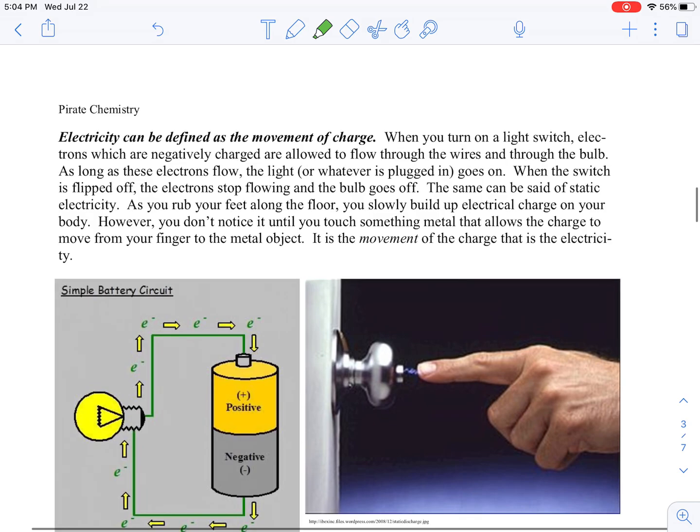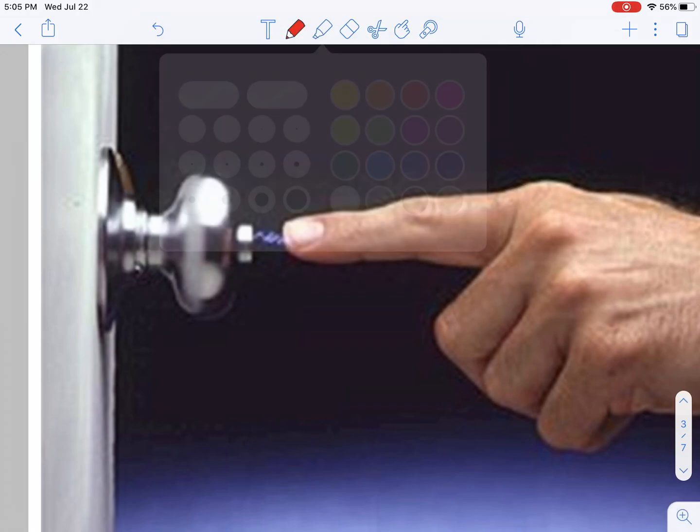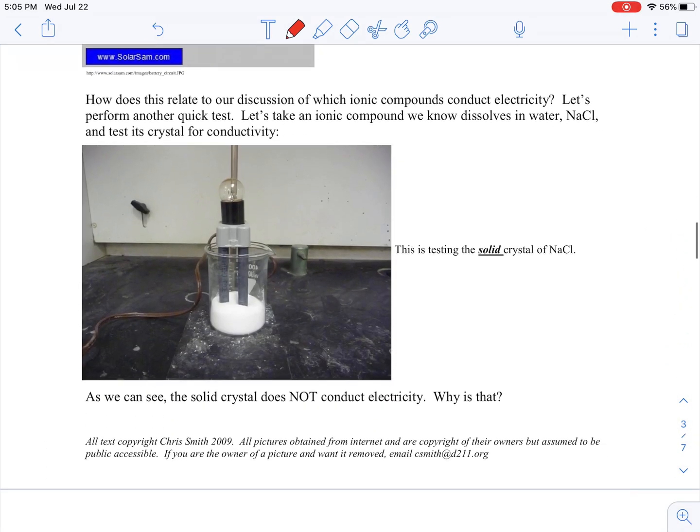That's what electricity is. So like when you go up to a piece of metal after you've been scuffling around on the carpeting in the middle of winter, you get static electricity. You don't even know you have that electricity on you until you touch it, and the zap is the movement of the electricity. So again, this is the movement of the electrons, right?